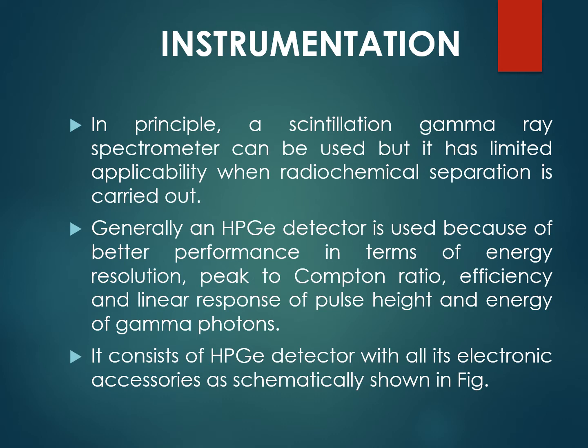So generally an HPGe detector is used because of better performance in terms of energy resolution, peak to Compton ratio, efficiency, and linear response of pulse height and energy of gamma photons. This HPGe detector is also known as the high purity germanium detector. And these high purity germanium detectors are the best solution for precise gamma and X-ray spectroscopy.